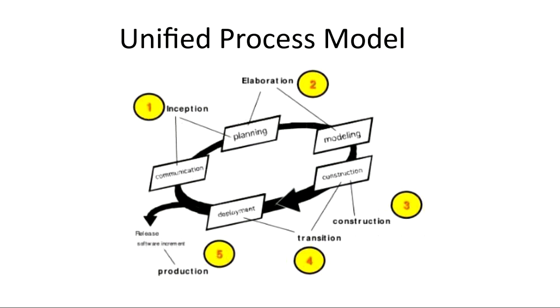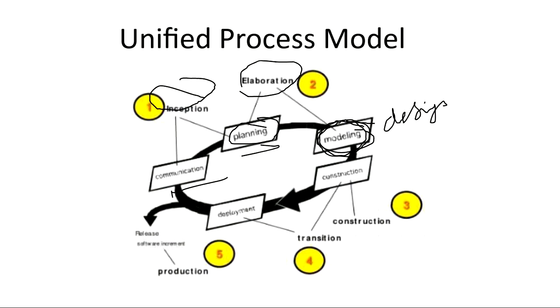Then comes the modeling phase. Modeling is your design phase. What hardware I need, what operations we need, what color coding we need, what dashboard we need, all the interfaces we need, everything in the design part of SDLC has simply been renamed modeling. So planning and modeling together are known as elaboration. Communication and planning together are known as inception, and planning and modeling together are known as the elaboration phase of the unified process model.